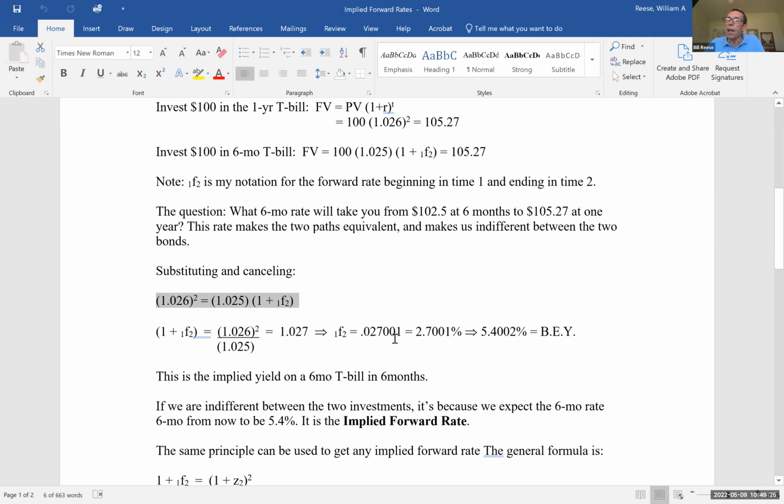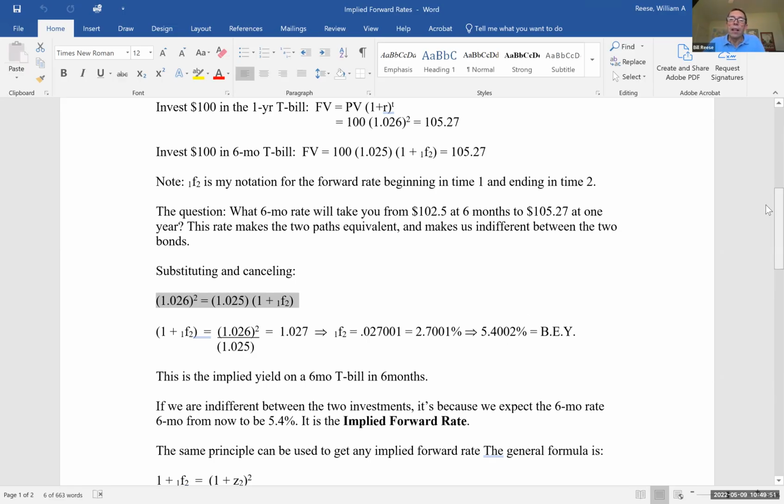0.27001. You don't want to leave off that 001, and I'll tell you why in a minute. But you don't want to leave off that 001. You end up with 2.7001%, and that is going to be 1F2. If you express it as an annual number, that means you double it as a bond equivalent yield, that's going to be 5.4002%. So that is going from time 1 to time 2.